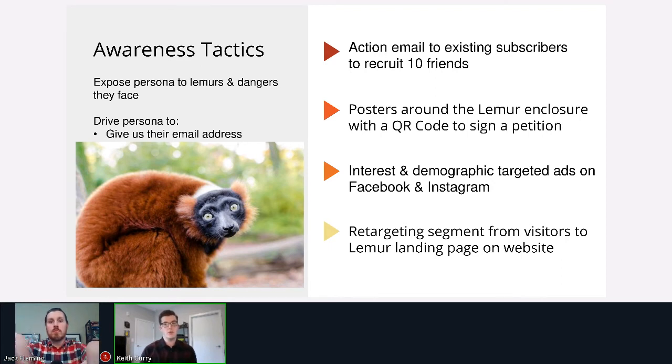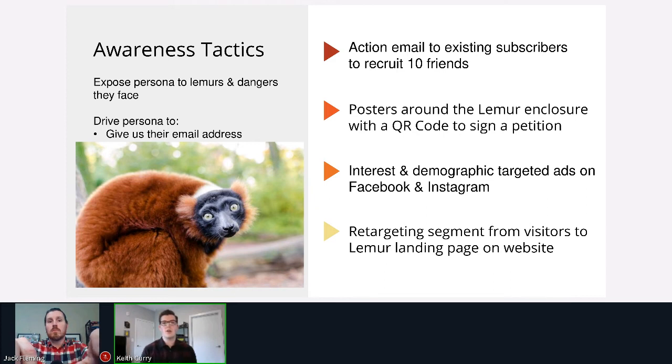And we're going to ask those advocates to recruit 10 friends about this issue around lemurs. After that, we are going to then use posters around the lemur enclosure with a QR code to sign a petition. So this will be more of a physical medium for our content, but we could also capture them digitally. With COVID-19, QRs have been on the rise.